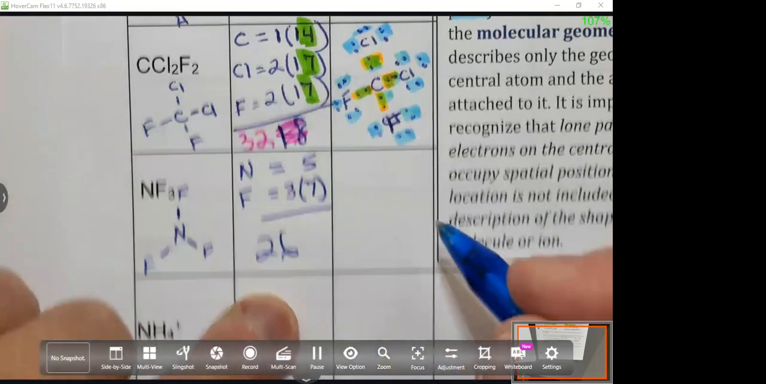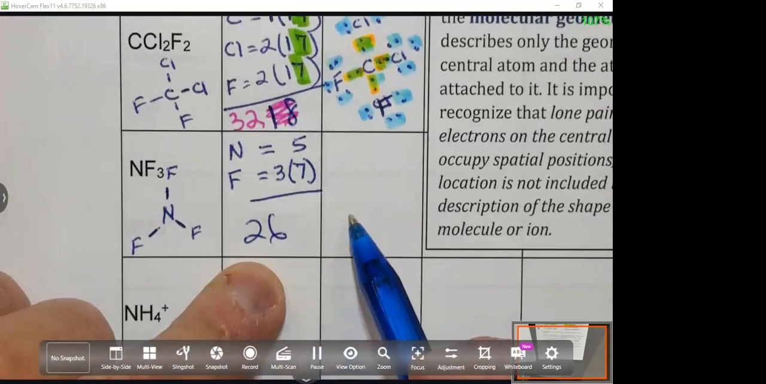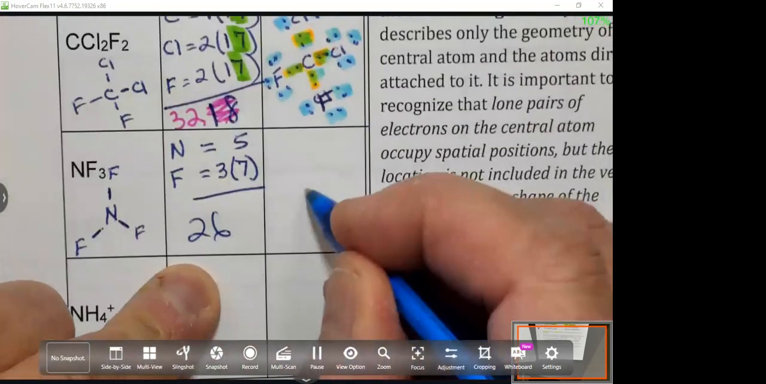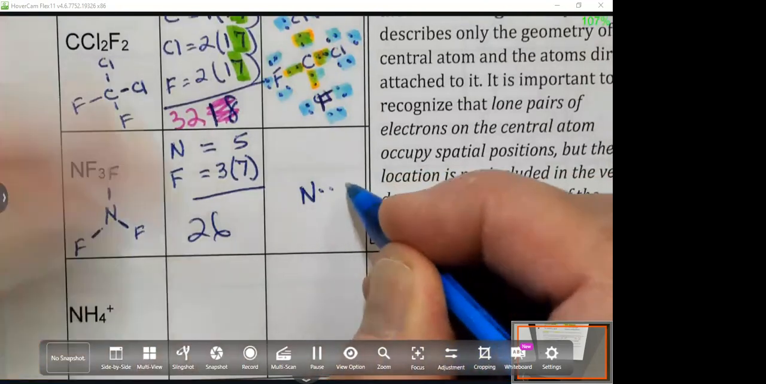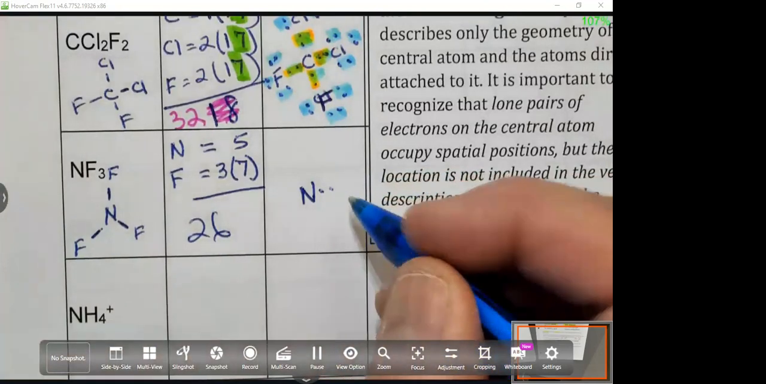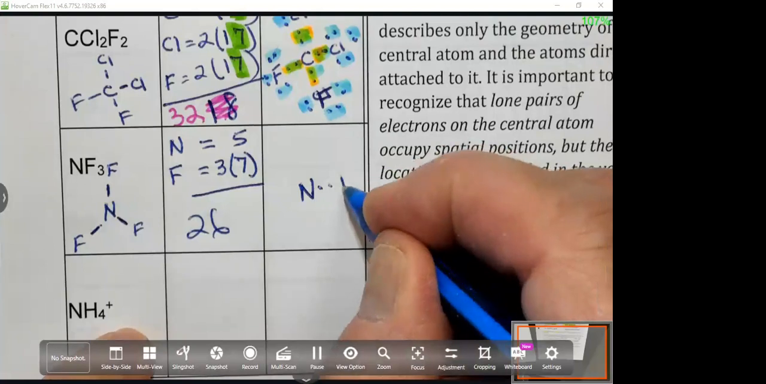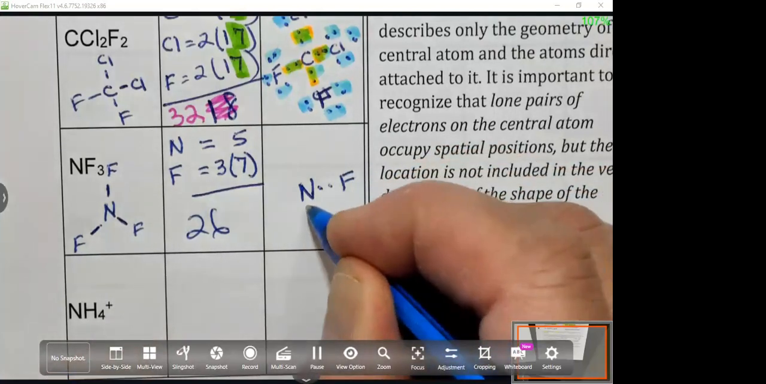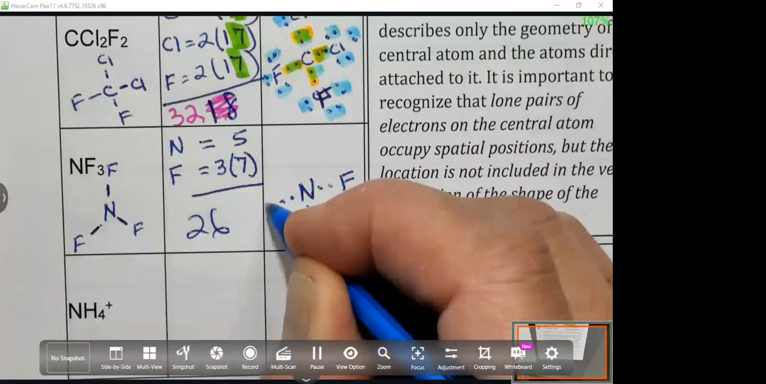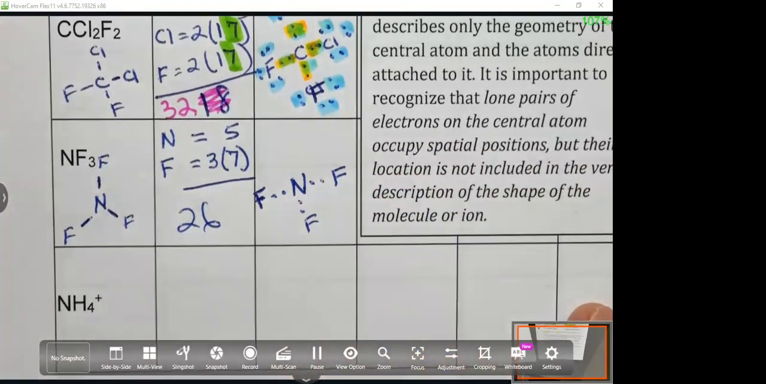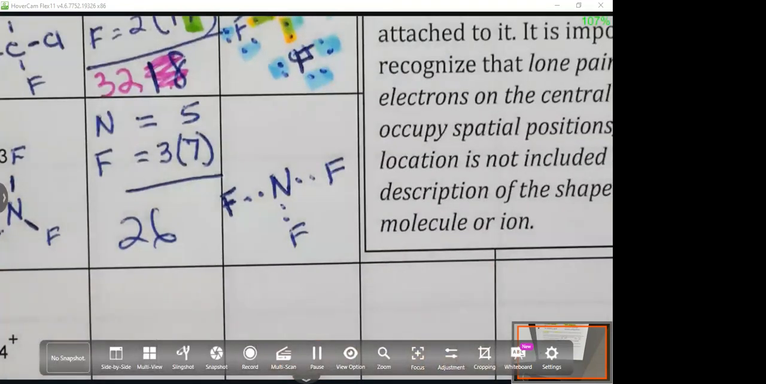26. All righty. Step 3 right here. Let's bond these pigs, huh? We've got a nitrogen. We're going to put a pair of electrons. Now, watch how I do this. I'm not going to put them at 120 now. We're going to put a fluorine there, a fluorine here, and a fluorine here. That's step 3.